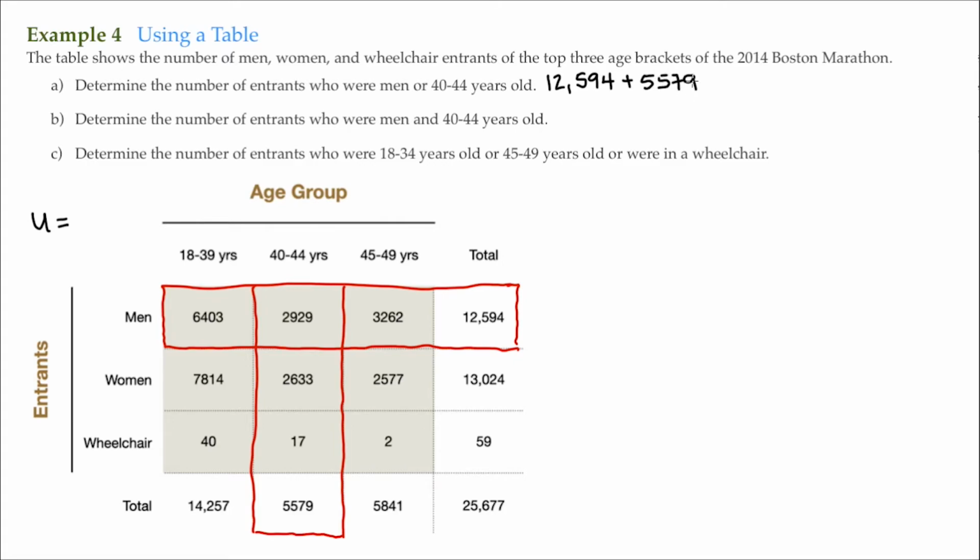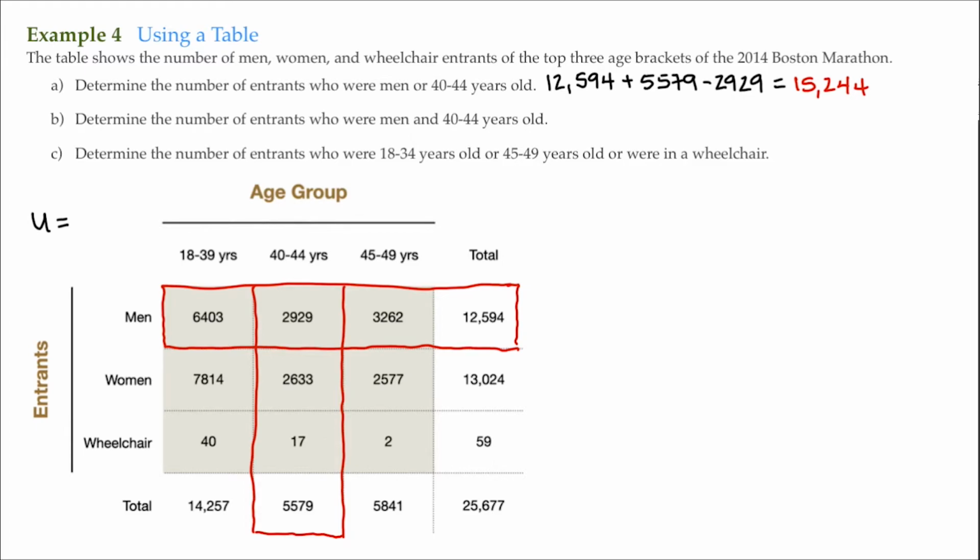5,579. However, as you can see right here, this is our intersection right here. We have 2,929. That's being counted with the men, and it's also being counted with the 40 to 44 years old. So I have to take that out of there or I'd be double counting this group. So I'm going to subtract out 2,929. And that's going to give us a grand total of 15,244. So there are 15,244 men or 40 to 44-year-old entrants.